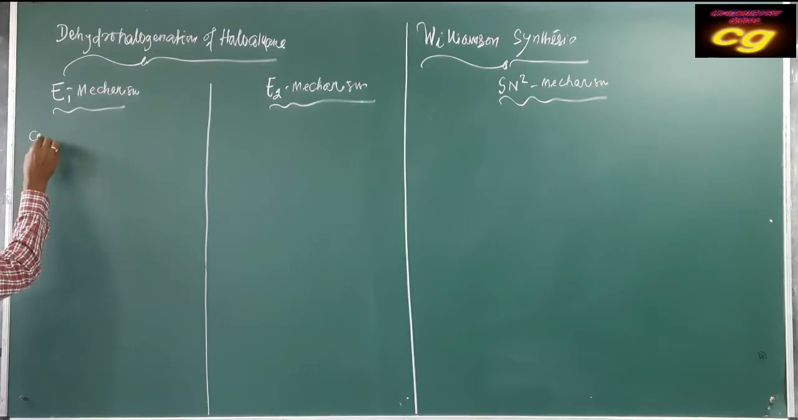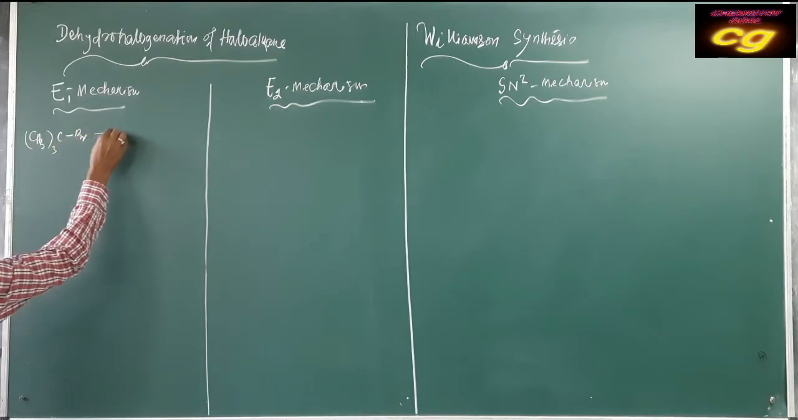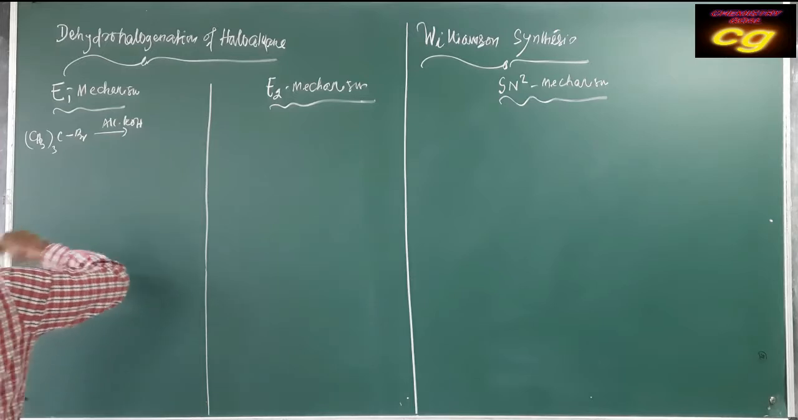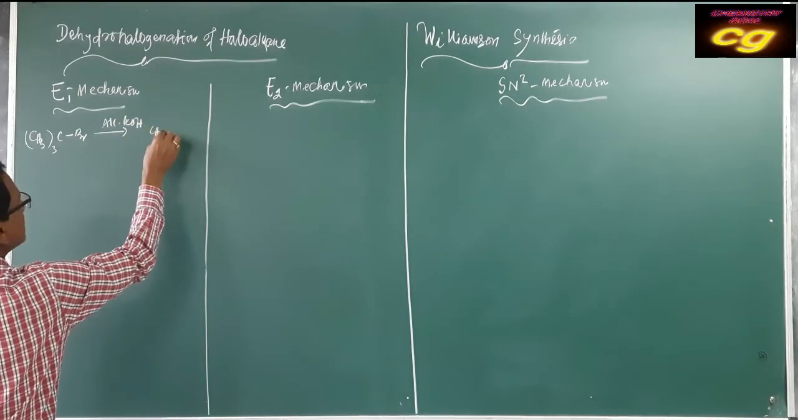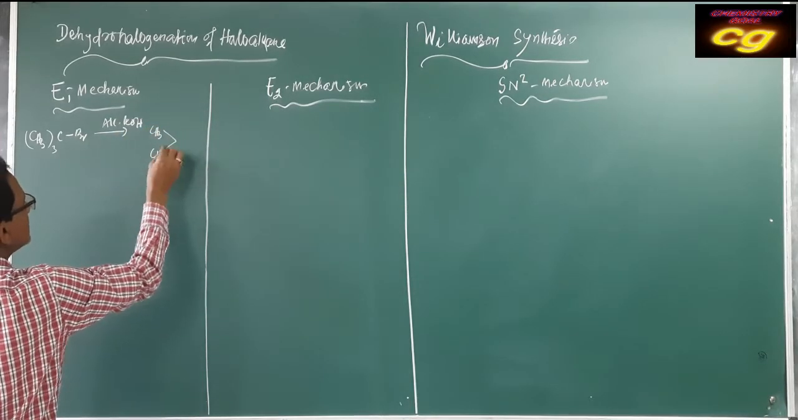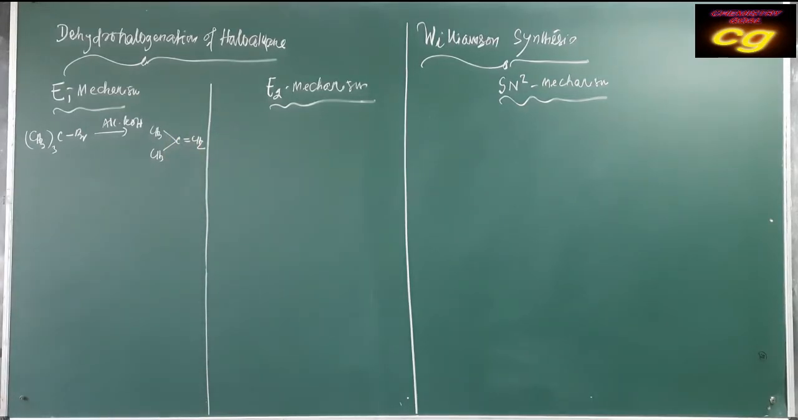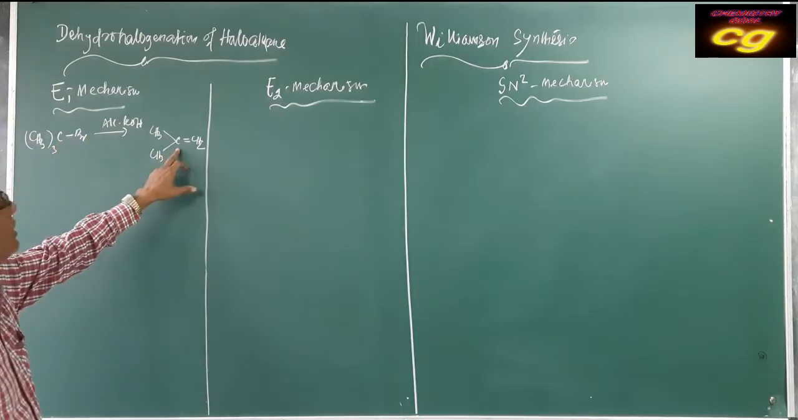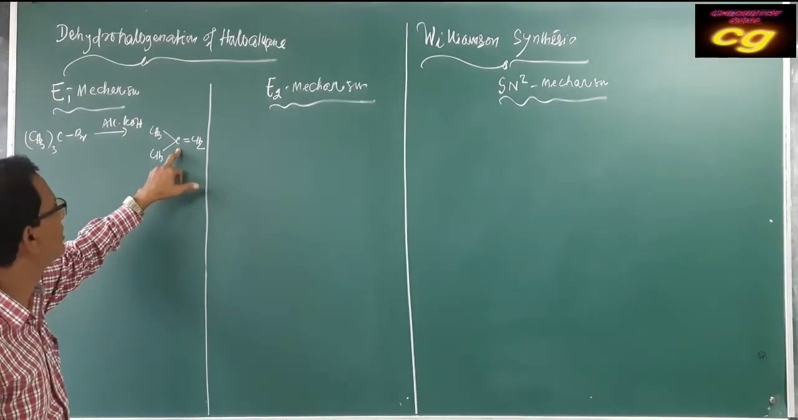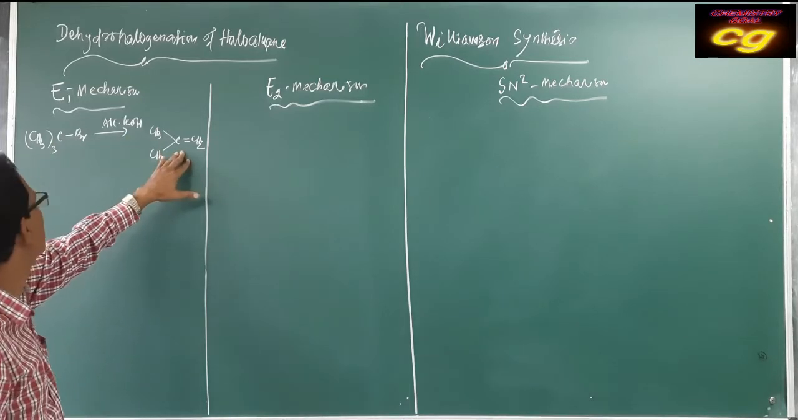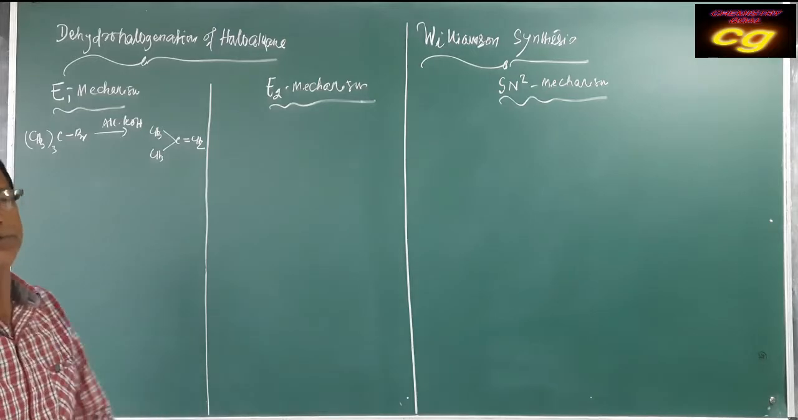(CH3)3CBr in presence of alcoholic KOH, the product is (CH3)2C=CH2. This alkene is formed. So how does tertiary butyl bromide convert to isobutene? This is called isobutene. Let us discuss the mechanism by the E1 mechanism concept.